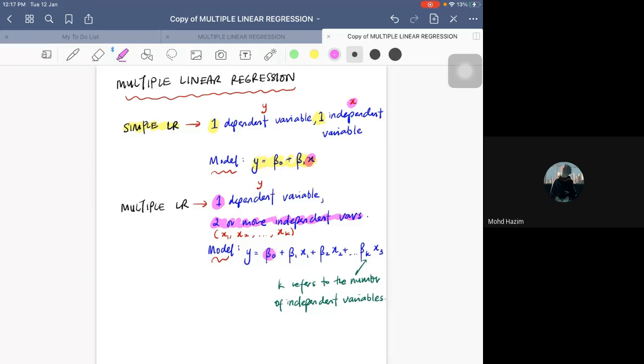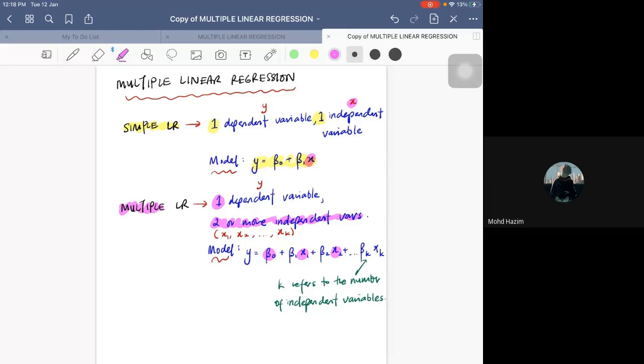Beta naught is still the same, the intercept of the model. Then we have beta 1 x1 for our first variable, beta 2 x2 for our second variable, and you have that for as many variables as you have. For example, here, this is actually wrong; I should have put a k over here. Let's say you have k variables, so this extends until beta k xk. So basically you have more than one independent variable. That is the case, and the characteristic, of multiple linear regression.